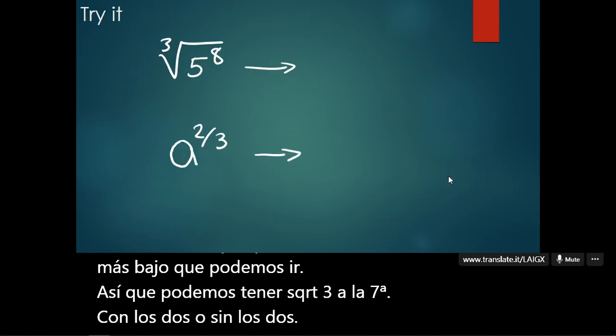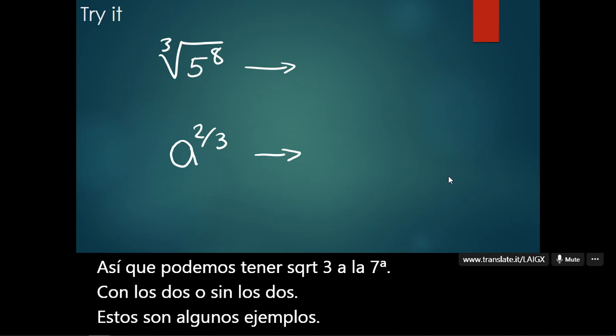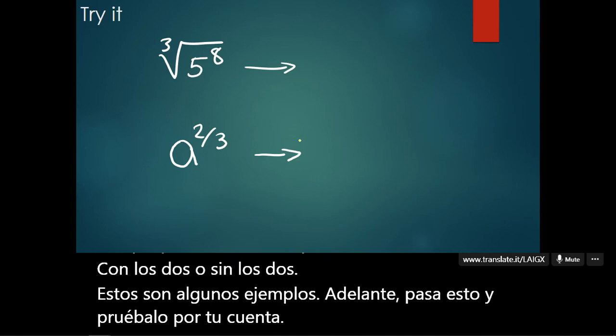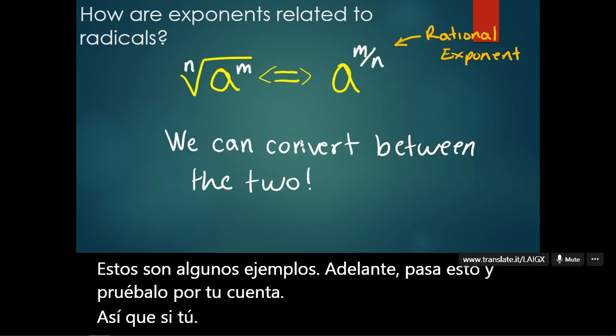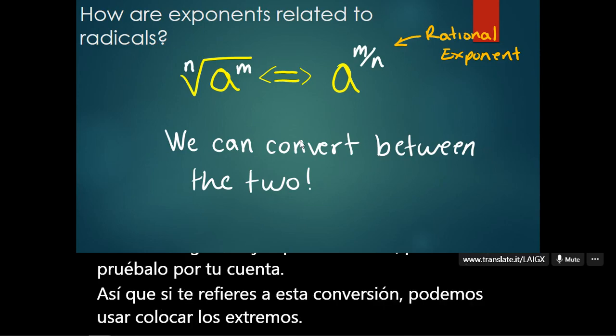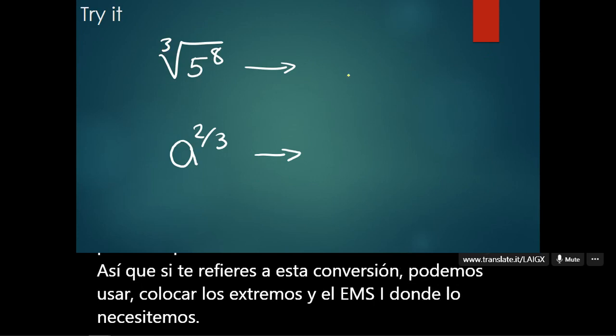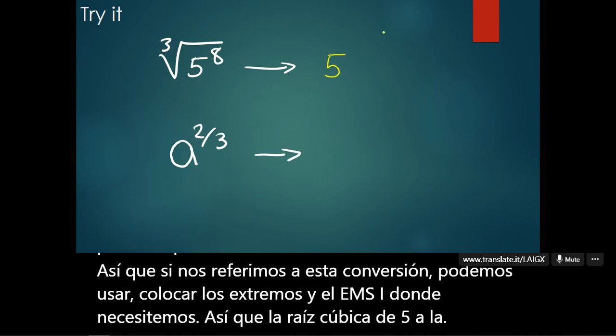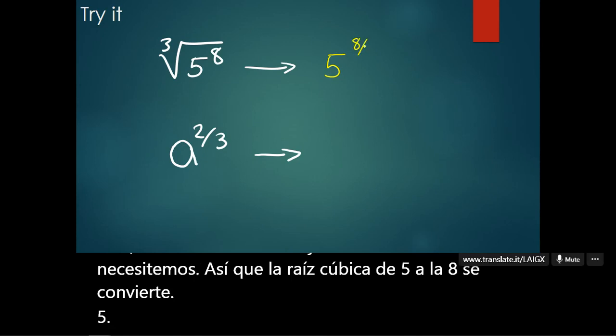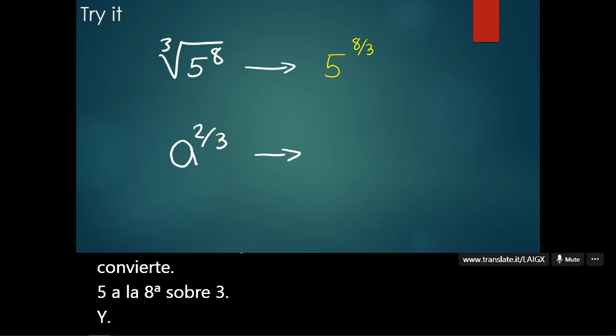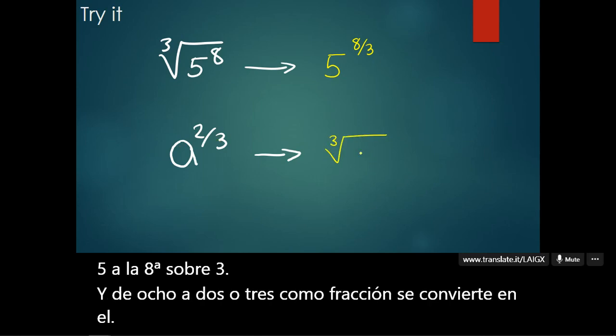Here are some examples. Go ahead and pause this and try it on your own. So if you revert back to this conversion, we can just place the n's and the m's wherever we need. So the cubic root of 5 to the 8 becomes 5 to the 8 over 3. And 8 to the 2 over 3 as a fraction becomes the cubic root of 8 squared.